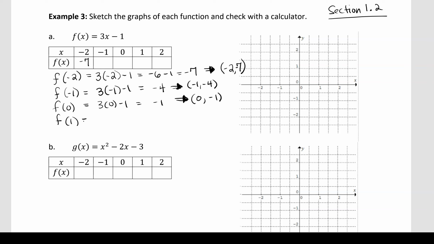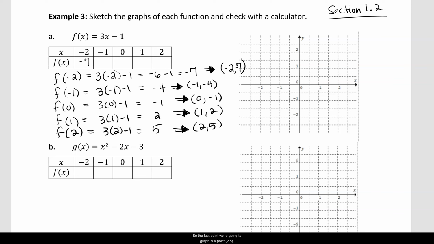F of 1 is equal to 3 times 1 minus 1, which is 2. So we have the point 1, 2. And then f of 2 is equal to 3 times 2 minus 1, which is positive 5. So the last point we're going to graph is the point 2, 5.